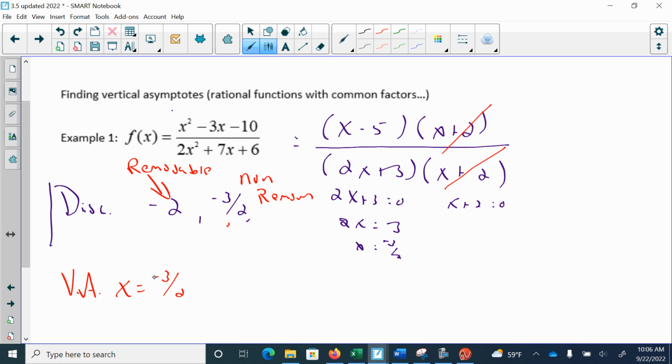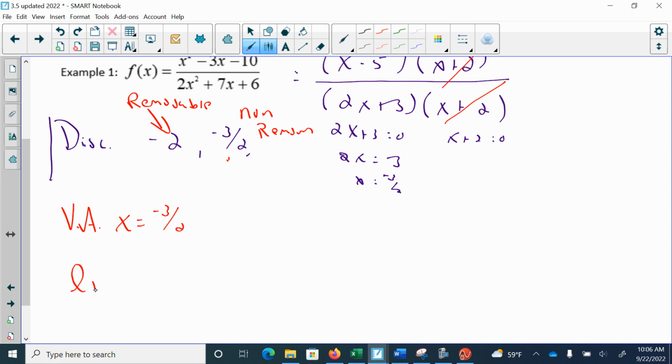Right. So now what I want to do is take the limit as x approaches negative 3 halves from the left, and I'm just going to write f of x because I don't feel like writing that whole thing over again. And then I'm going to take the limit as x approaches negative 3 halves from the right. And I want to verify that it's going to approach infinity or negative infinity. At this point, I'm probably going to want to graph it. Yes?